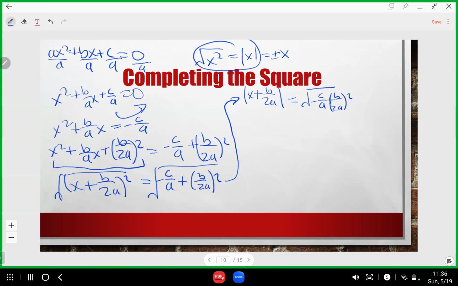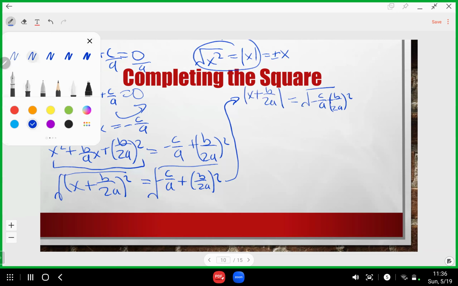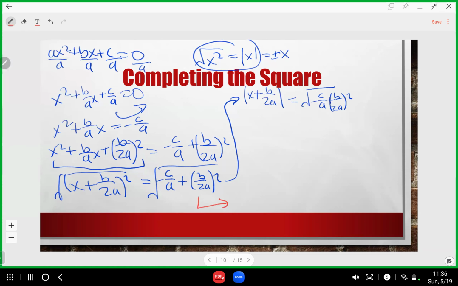Okay, so actually, before we do that step, let's have another step here. Let's just simplify negative c over a here. So this is negative c over a plus b squared over 4a squared. So if you combine this, we get negative 4a squared c plus a b squared over 4a cubed, which is equal to b squared minus 4ac over 4a squared. Okay, so after we do that, this goes into here.